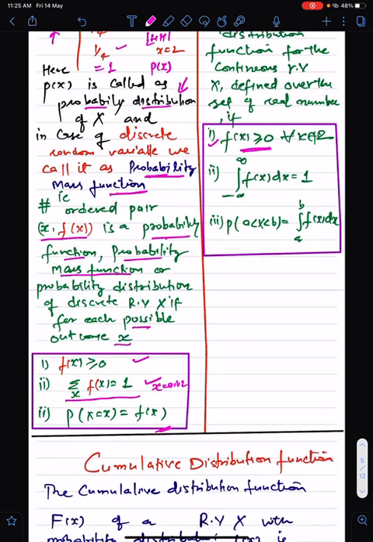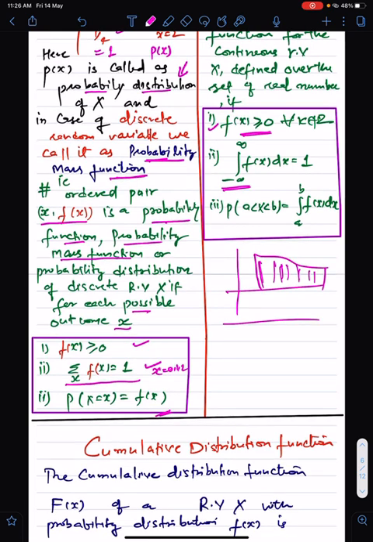And second, in the case of a continuous type random variable, we use integration. So the probability distribution is defined from minus infinity to infinity, the integral of f of x dx equals 1. That is, it will give you some area, so the total area will be 1. So you define probability in such a way.